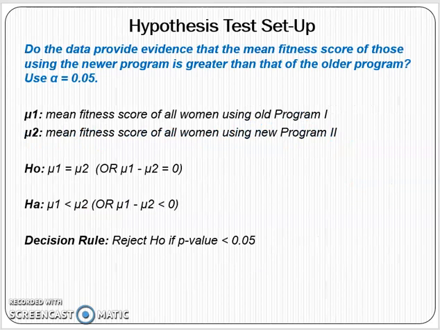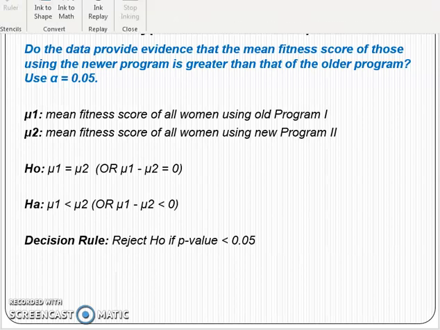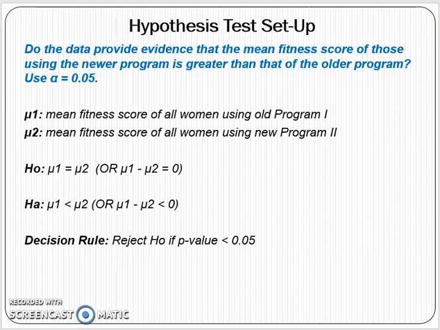The question of interest is, do the data provide evidence that the mean fitness score for all those using the new program is greater than that of those using the older program? Use alpha equals 0.05 as your level of significance. So the means we're going to compare: mean 1 is the mean fitness score, the test score, of all women using the old program, program 1. Mean 2 is the mean fitness score on that fitness test of all women using the new program, program 2.